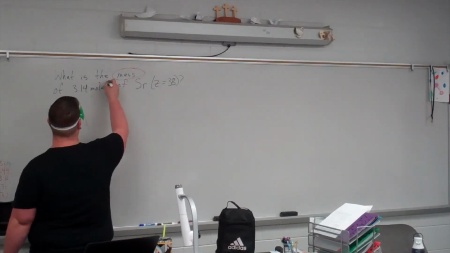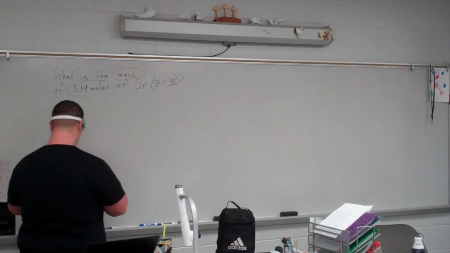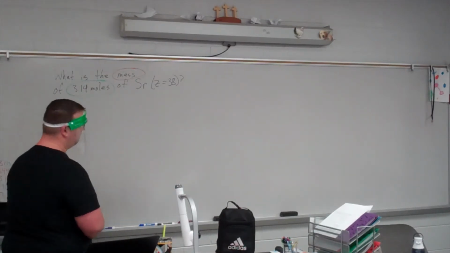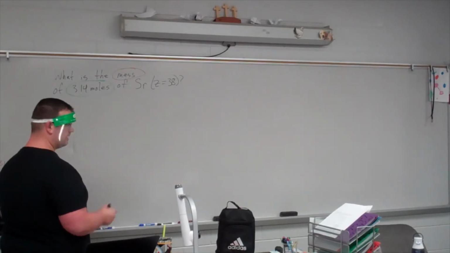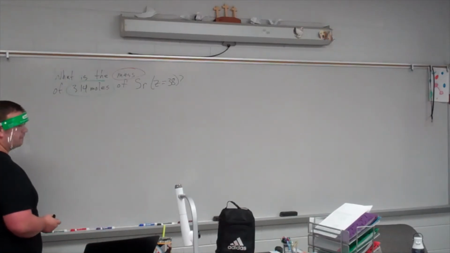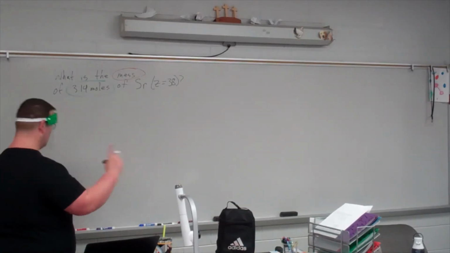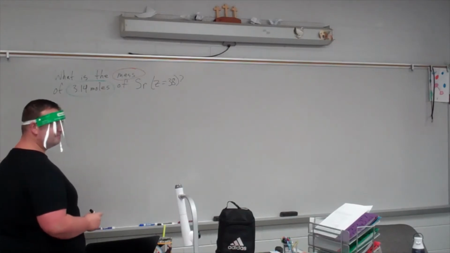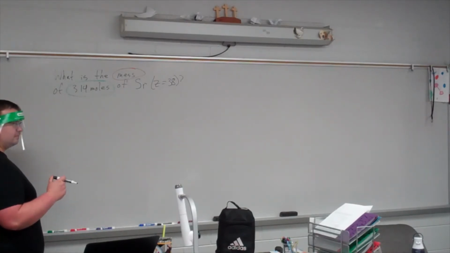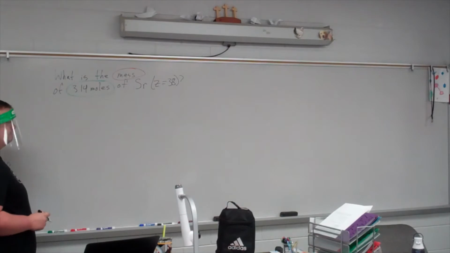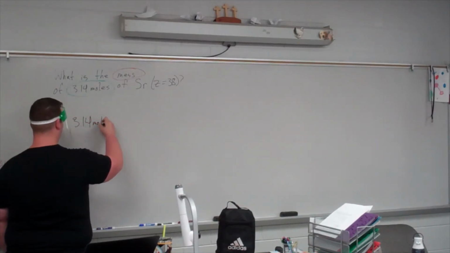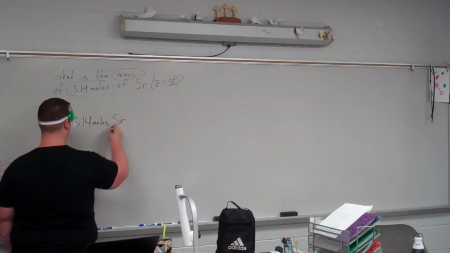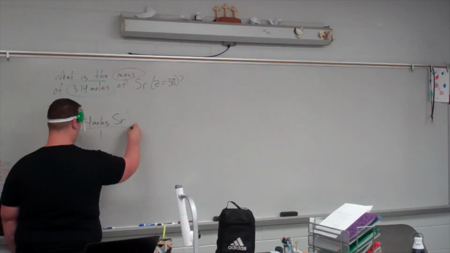Very nice. So what's the first step? Set up your starting number. That's the second step, set up your conversion factor. Figure out your chart. Where are you going? Straight there. 3.14 moles over 1. There we go.